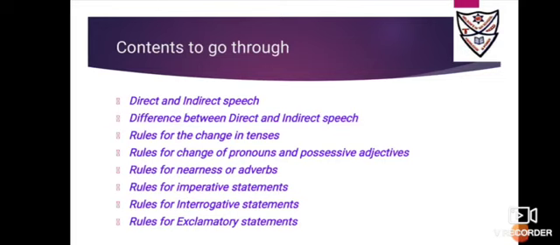So very first we'll see the meaning of direct and indirect speech. Then we'll go for the difference between the direct and indirect speech. Next step is what are the rules that we use to change the tenses. Step number 4 is we'll see the rules to change the pronouns and the possessive adjectives. Then we'll go for the rules to change nearness or the adverbs. Then there are rules for the different statements like assertive, imperative, interrogative and exclamatory statements. So children, these are the contents that we have to cover in this chapter.